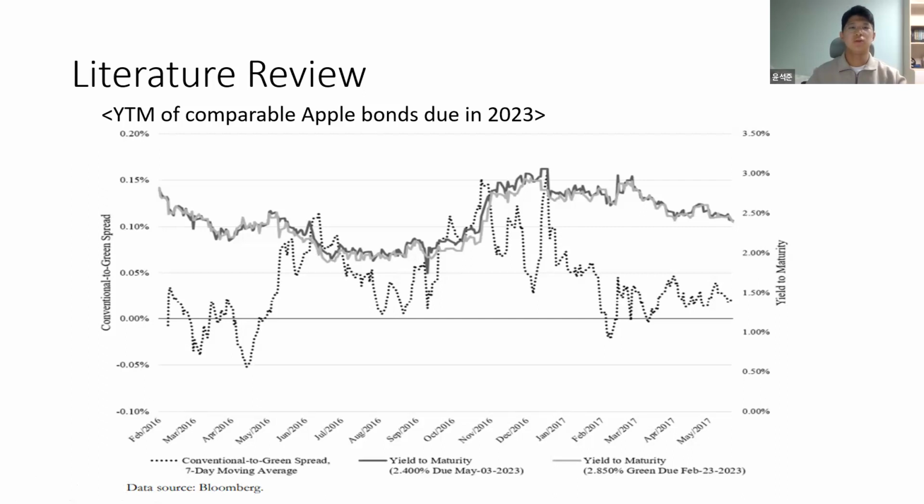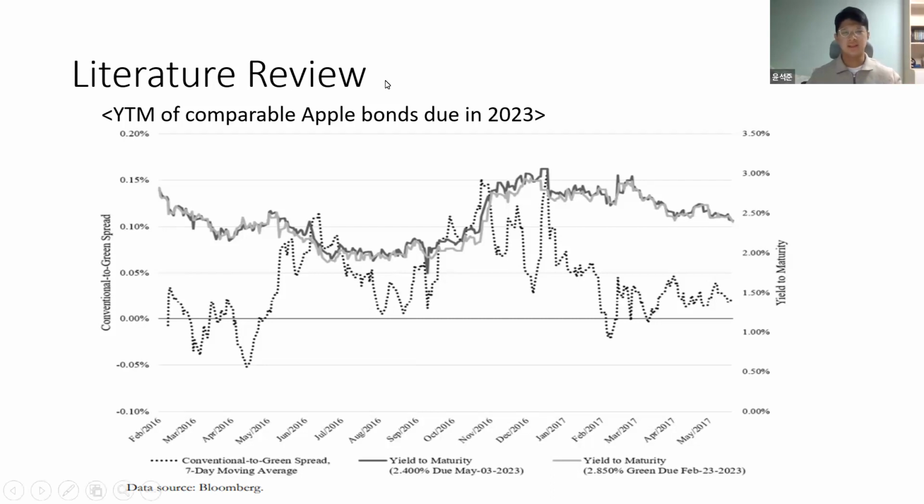The idea that derives this paper is that in order to find the evidence of greenium, you have to compare a green bond and a conventional bond that is very similar to the green bond, compare the spread between them, and come out with the conventional to green spread. If the conventional to green spread is positive, it means that the YTM of the green bond is lower than the conventional bond. That also means that the price of the green bond is higher, making that a premium.